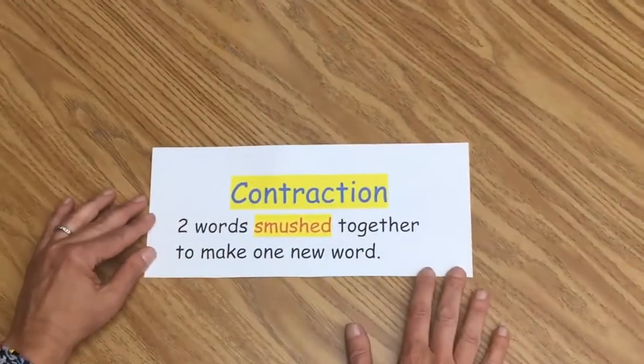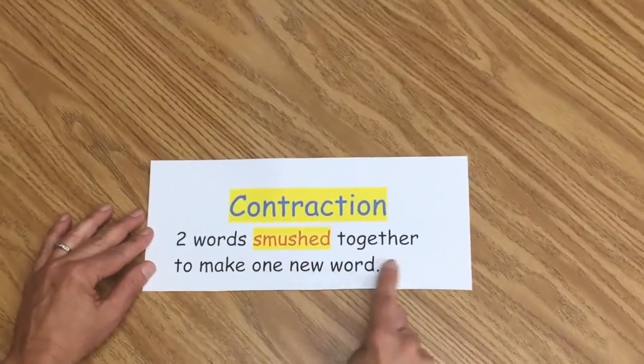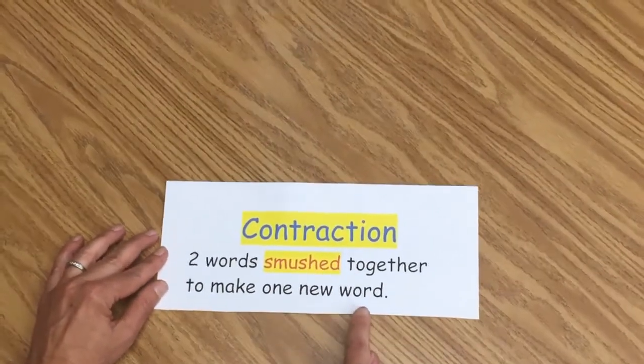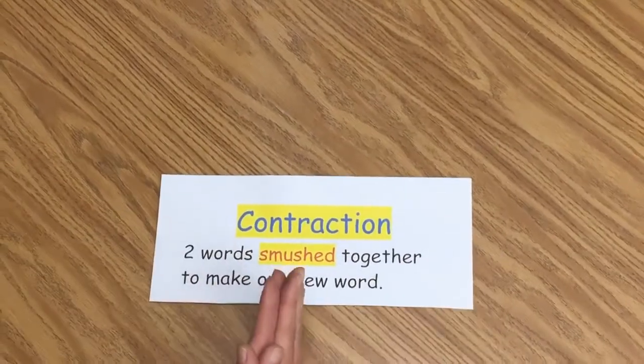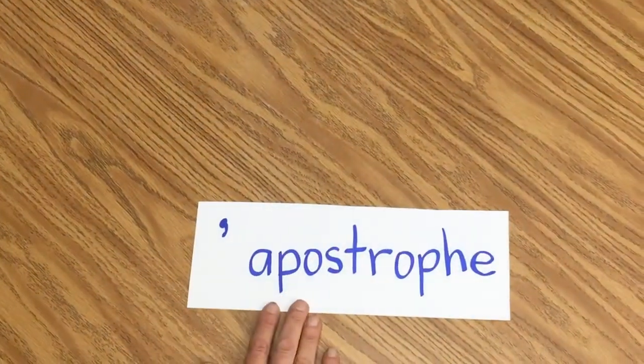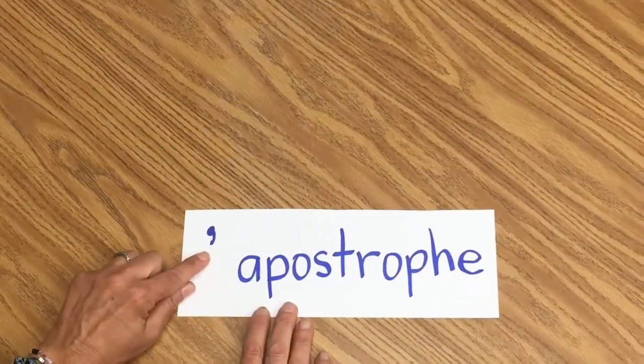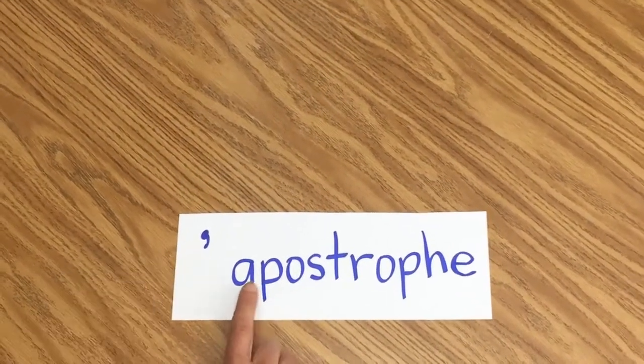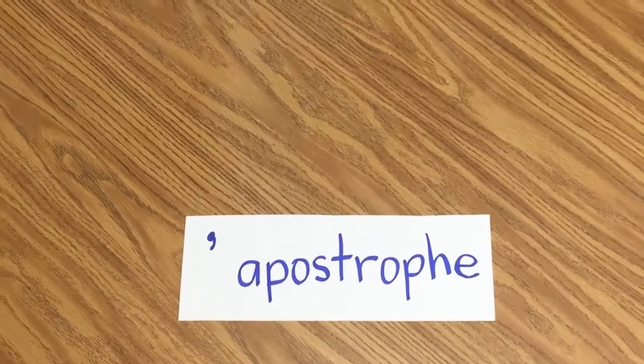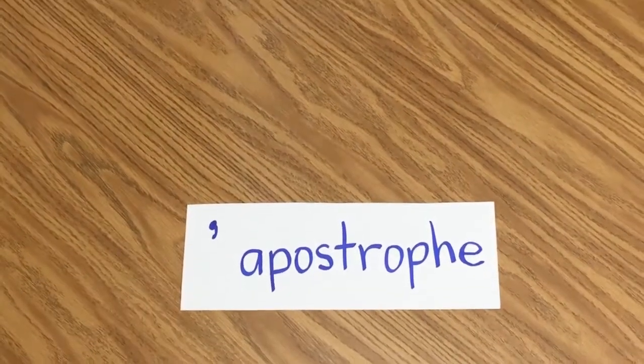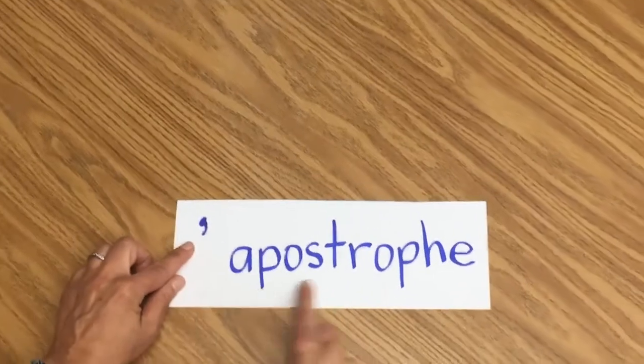A contraction is two words smushed together to make one new word. Two words smushed together to make one new word. In a contraction, there is something called an apostrophe. The I can statement says, I can use an apostrophe to form contractions. This is called an apostrophe.